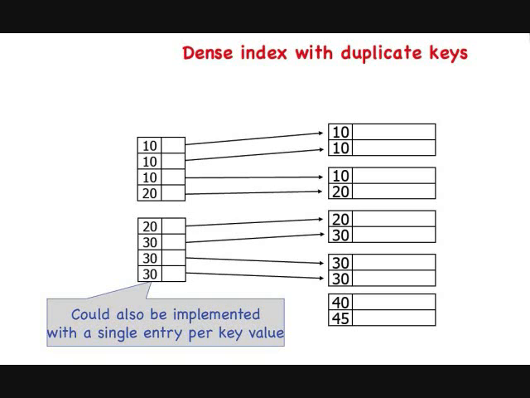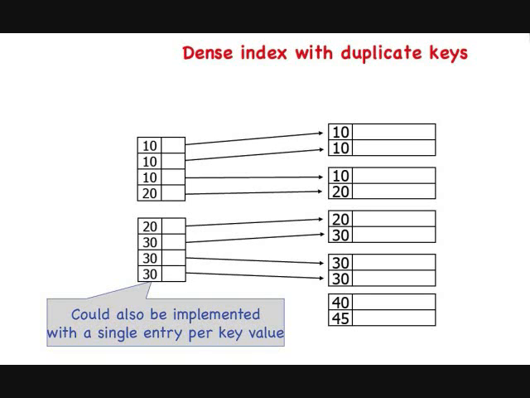So, the dense index for duplicate keys works fine. You can do some optimizations. You could implement it with a single entry per key value and a list of pages or a range of pages that you're looking at. So if you do a single key entry per key value, you might well put a second page in there, the start page and the end page, something like that.